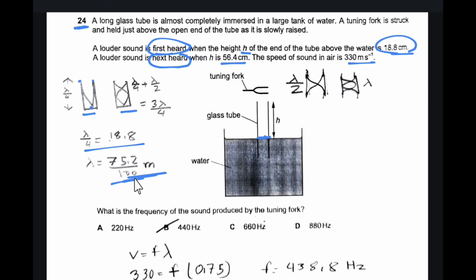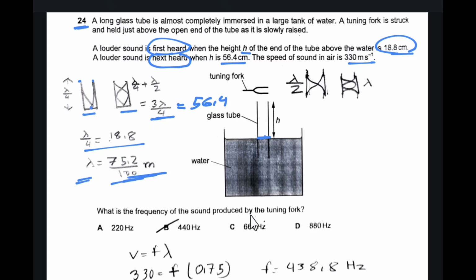So we get this much lambda, and by using the second case, this much length is lambda by 4, and this is lambda by 2, since it is half a wavelength. So the total comes to be 3 lambda by 4, that is equal to 56.4. So we would get the same answer. So we know the value of lambda.